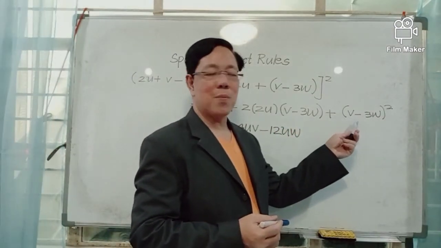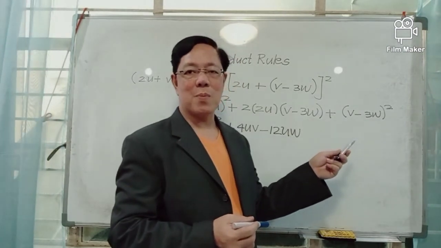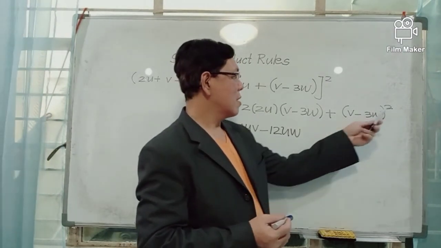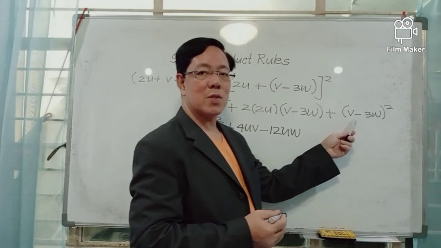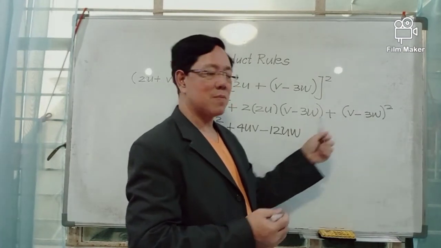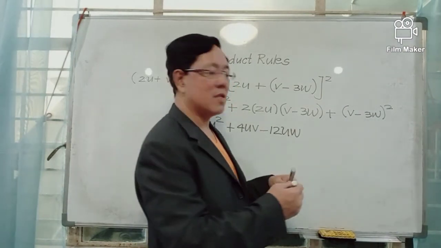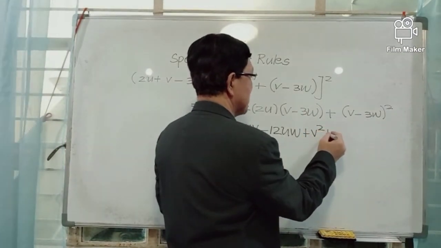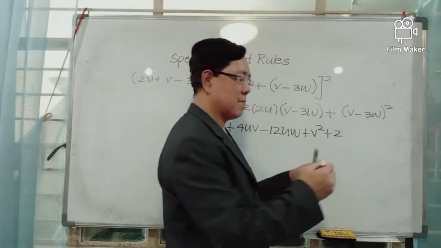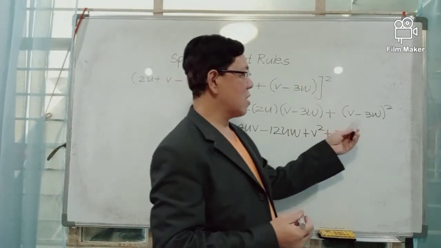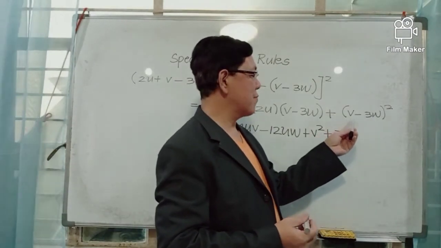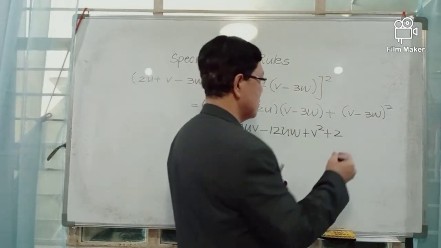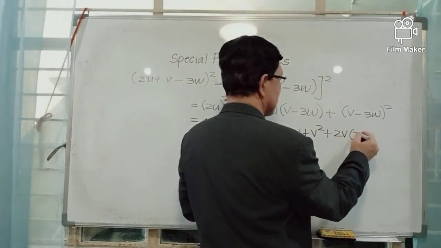To the square of the difference, we apply the third special product rule, which says that the square of the difference is equal to the square of the first term. The first term is v squared, plus twice the product of the two terms. The two terms are v and 3w.